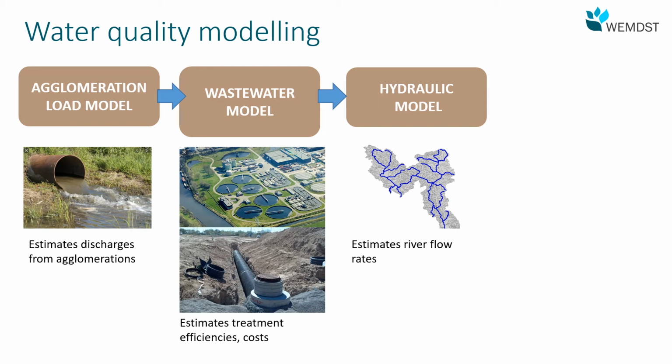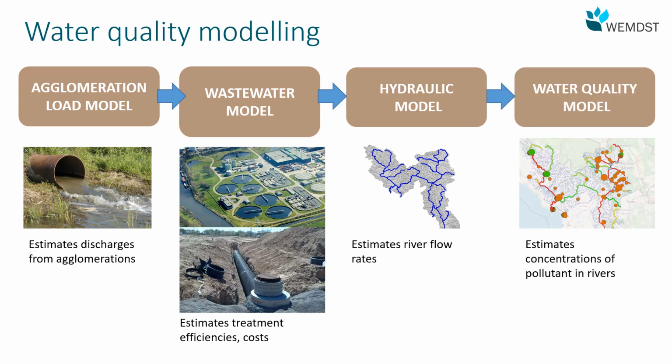Then when some amount of wastewater is released, the wastewater model is combined with the hydraulic model. You can see the blue rivers, the main rivers of the Drin catchment area. The hydraulic model estimates the river flow rates, and therefore it can further continue to calculate the concentrations of observed pollutants in rivers. We observe BOD5, nitrogen, and phosphorus.